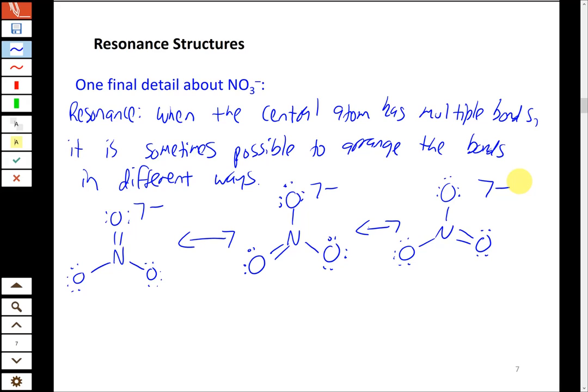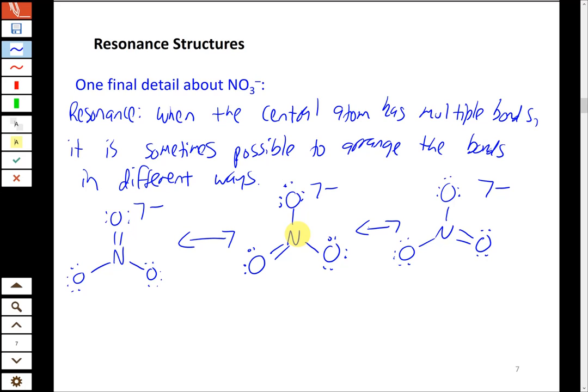Now, resonance is one of those concepts that's, as a general chemistry student, a little bit hard to wrap your head around exactly what it means. I mean, this is the best way to draw the structure, showing again that the double bond can be in 3 different places, all equivalent to each other. What does it mean about the real bonding arrangement in this molecule?